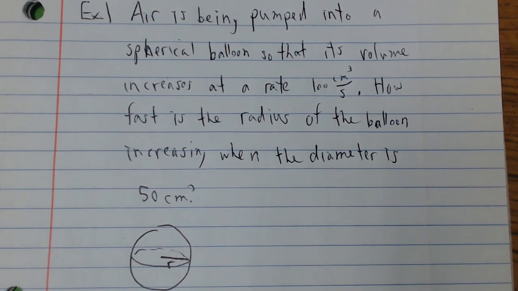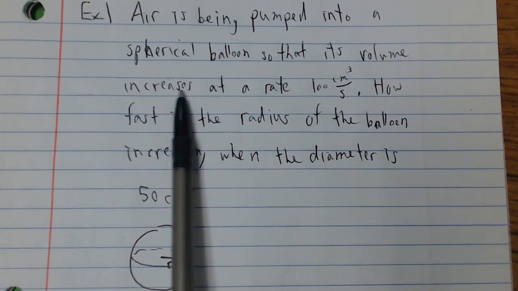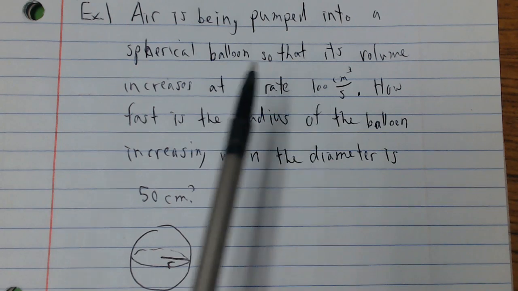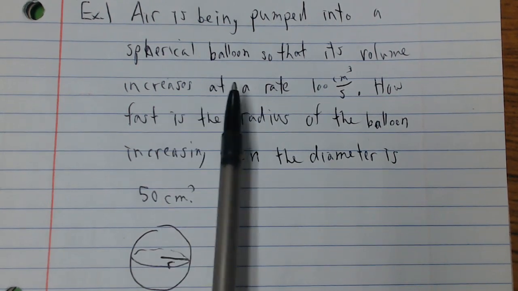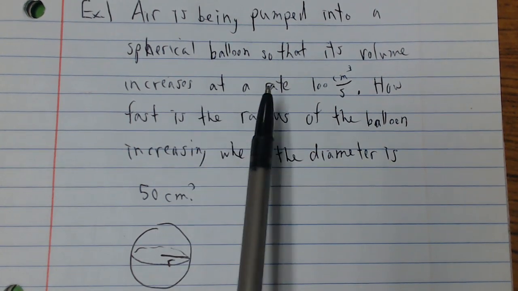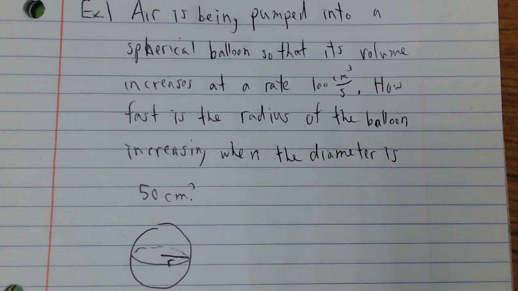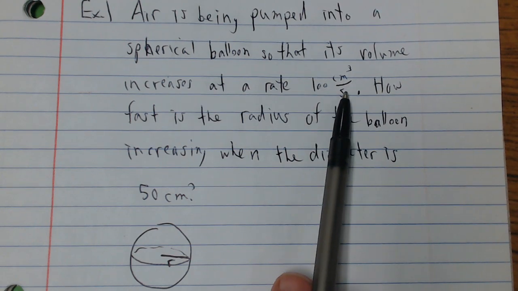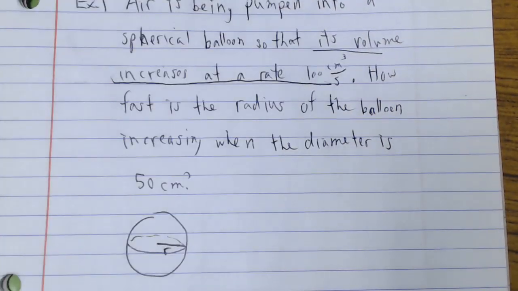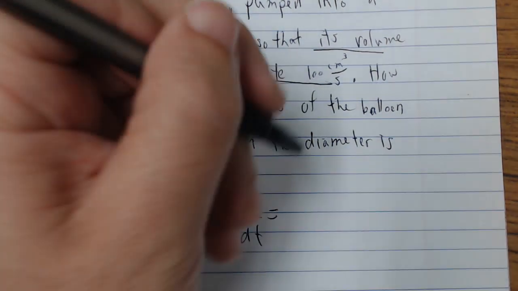So let's see what's the information that's being given to us. Air is being pumped into a spherical balloon so that its volume increases at a rate of 100 cubic centimeters per second. So here's the first piece of information. What have they given us? They're giving us the rate of the volume. Remember, when we talk about a rate, we're talking about derivatives. So the rate of the volume, which is the derivative of the volume, is with respect to time because look, it's cubic centimeters per second. So the first piece of information, which is right here, is dV/dt equals 100.